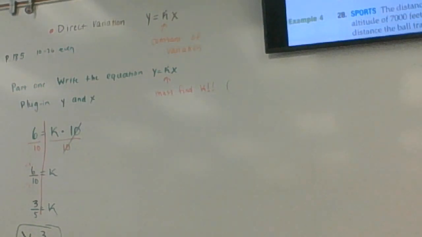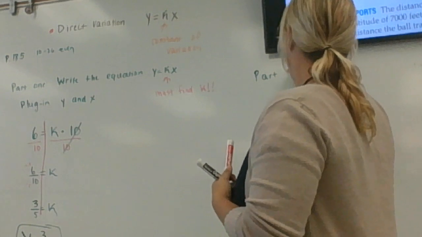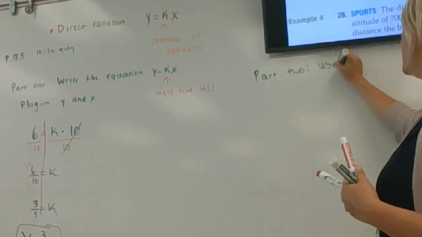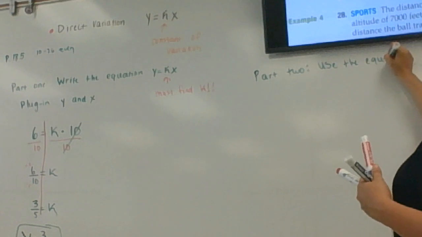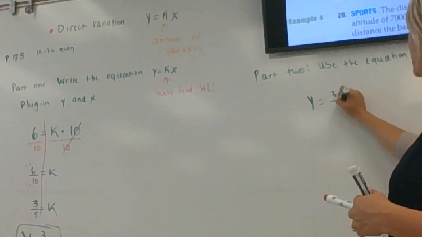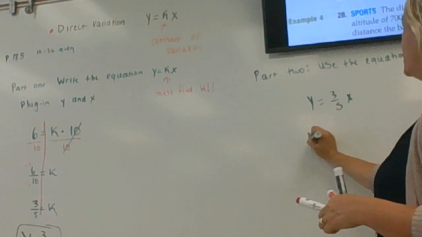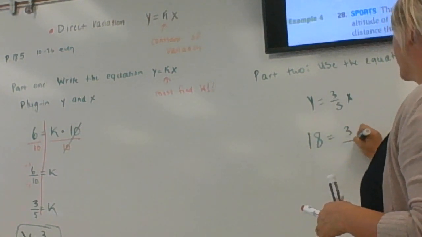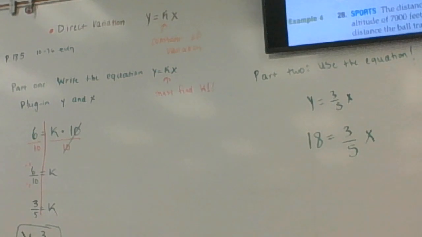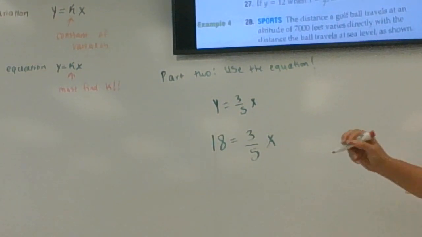Part 2, solve. It says write the equation and then solve. So part 2 is to actually use the equation that you just wrote. So it's y equals 3/5 x. Part 2 says find x when y is 18. I'm going to put an 18 in here, and we have to find x. I think it is 3, yeah. Let's look.